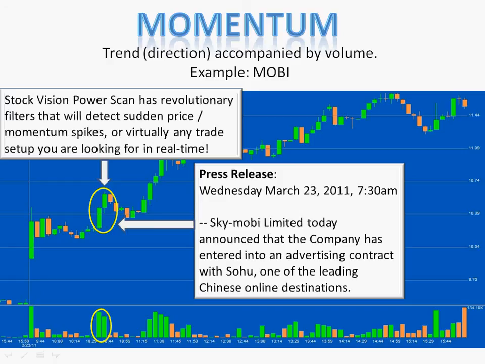So if you wanted to find a stock that's trending like C, you can write a filter for it. If you want to find a stock with support and resistance levels like AMR, you can write a filter for it. And then of course, if you wanted to find a stock with momentum that may have been released with some news like Moby, then you can write a filter for it.